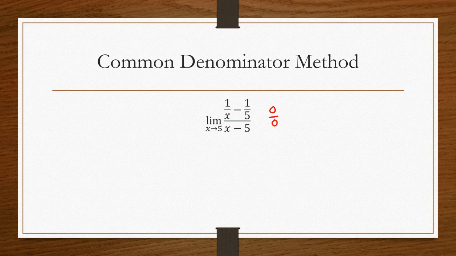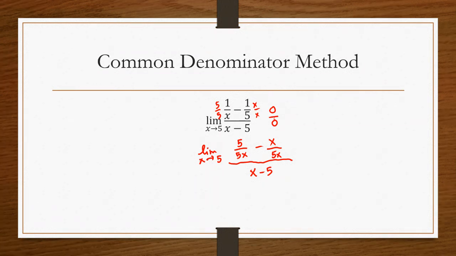So the common denominator would be 5x. So I'm going to multiply this fraction by 5 over 5, which is just 1. And I'll multiply the other fraction by x over x, which is also just 1. It's still a limit as x goes to 5. So I have 5 over 5x minus x over 5x, and then all of that is over x minus 5.